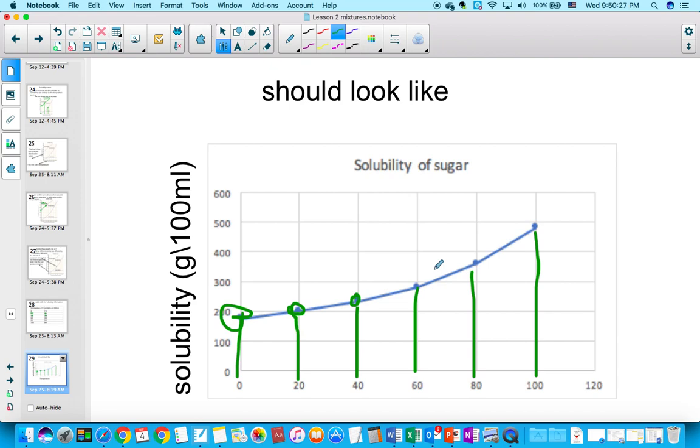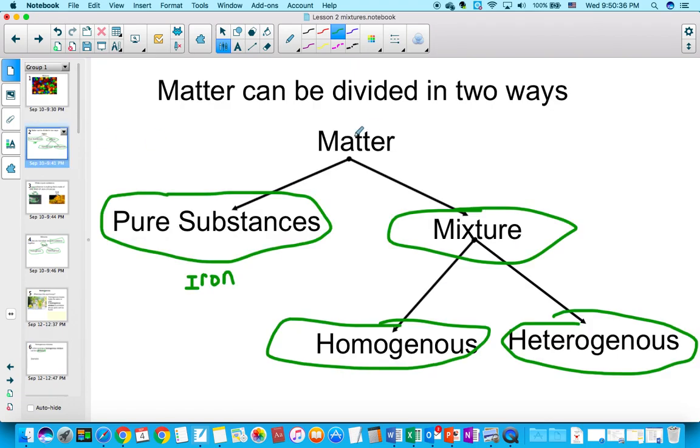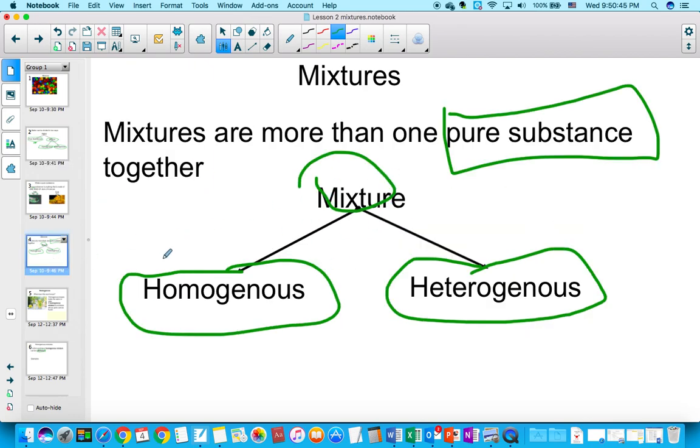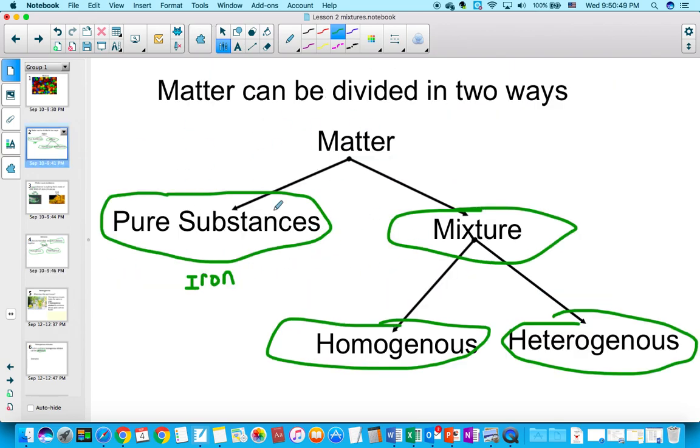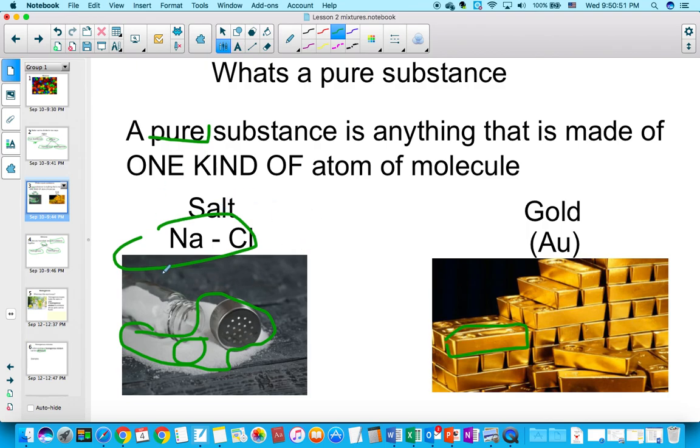This was a very long lesson. This will take probably multiple classes, but this video covers everything you should know about mixtures. Again, please know what matter is from the previous lesson. Know that matter can be divided into pure substances and mixtures. Know that mixtures can be homogeneous and heterogeneous. Please draw this out because that'll help you. Know that pure substances are only made up of one kind of atom or molecule, while mixtures can be made up of multiple atoms and molecules.